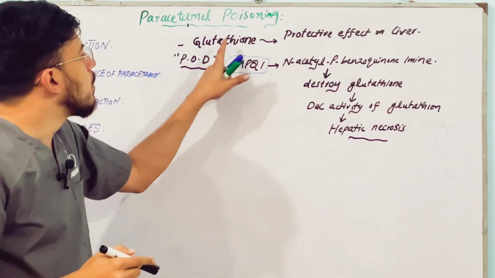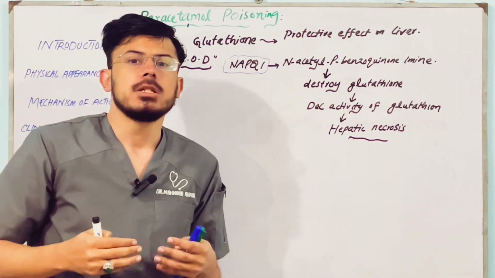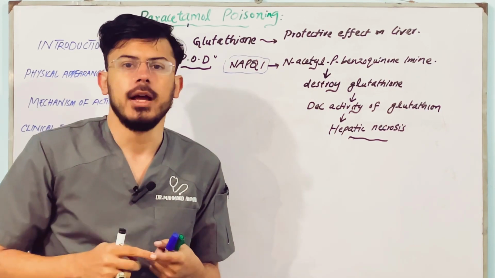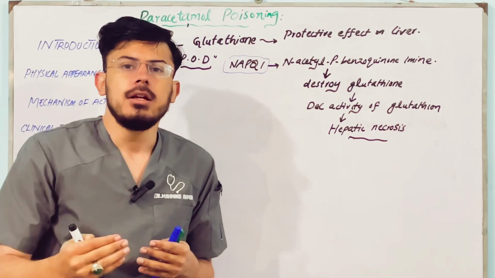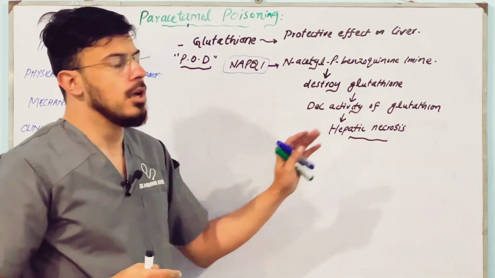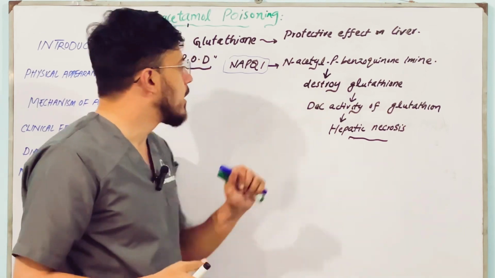I repeat, glutathione has a protective effect on the liver. As a result of paracetamol overdose, a specific substance, NAPQI, is produced. That NAPQI destroys the glutathione in the liver and decreases its level, leading to hepatic necrosis. That's how paracetamol poisoning leads to hepatic necrosis.